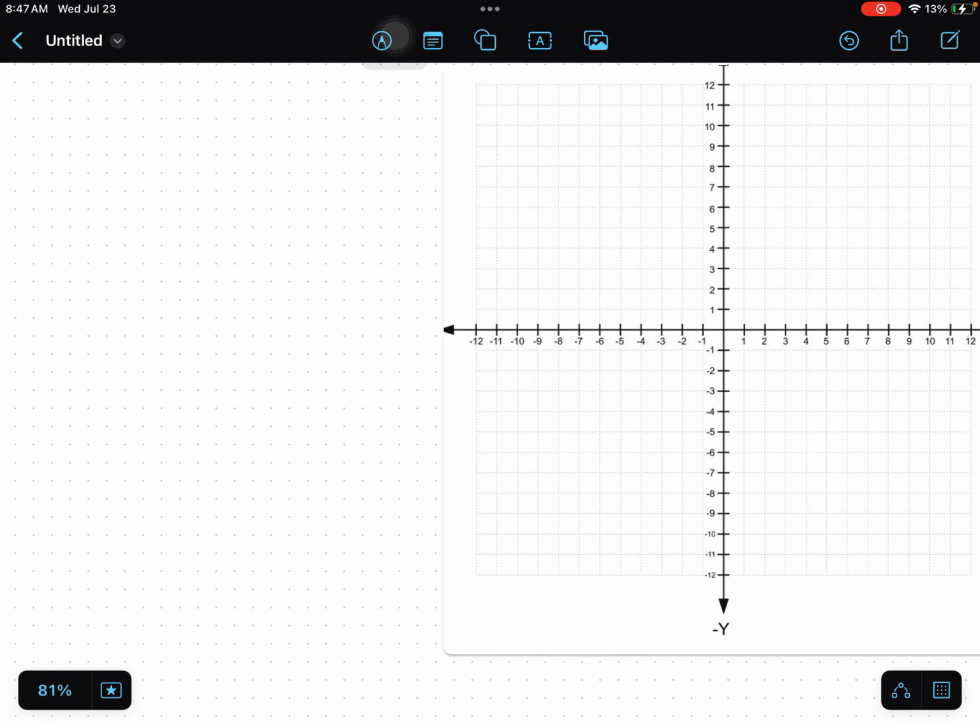Friday pa rin ang submission ng performance task. Please don't forget. Okay. So, paano ba tayo mag-graph ng quadratic function?